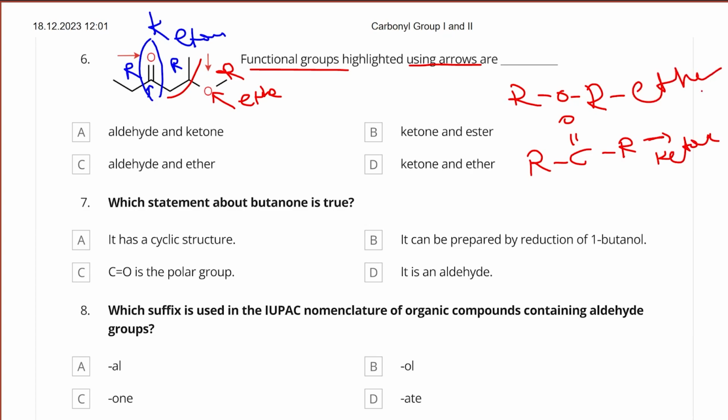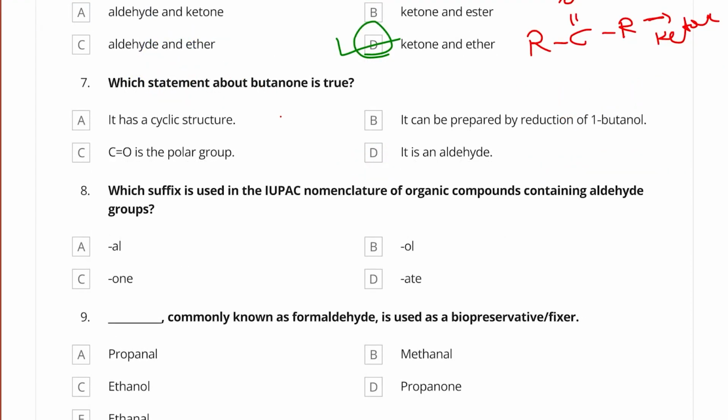Be careful, my dear friends. So where is the correct option? Ether and ketone here. This is the answer, my dear friends. Okay, my dear friends, it's time for question 7.